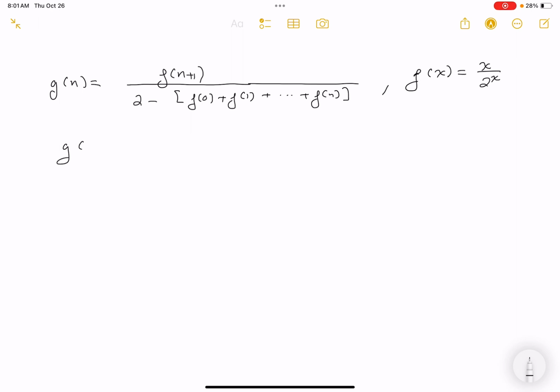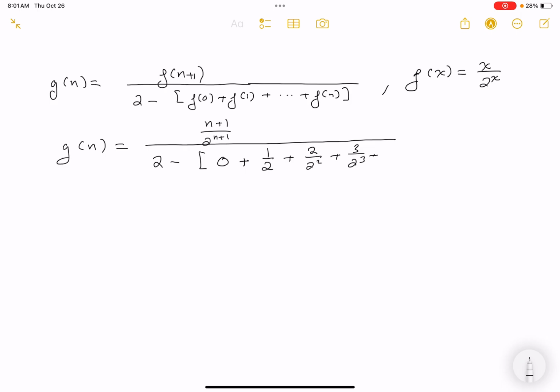So now I can write down g of n. And let's see what happens. And I bet something nice is going to happen over here. So I'm going to say the top would be n plus 1 over 2 to the n plus 1. What's the bottom going to be? 2 minus, well, f of 0 is 0. f of 1 is going to be 1 over 2. f of 2 would be 2 over 2 squared. f of 3 would be 3 over 2 cubed, plus yada, yada, yada. Looks sort of familiar. The last term would be n over 2 to the n.